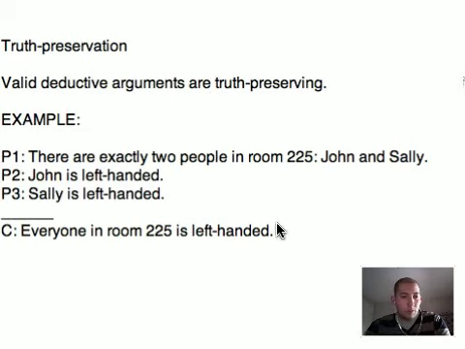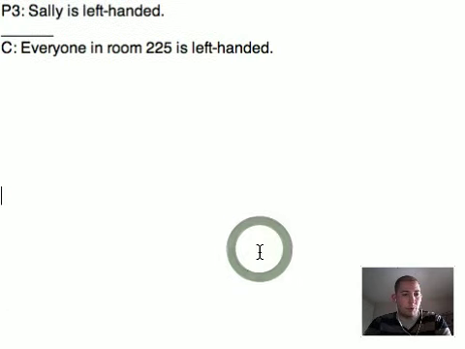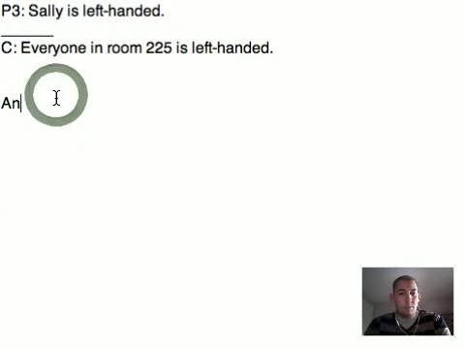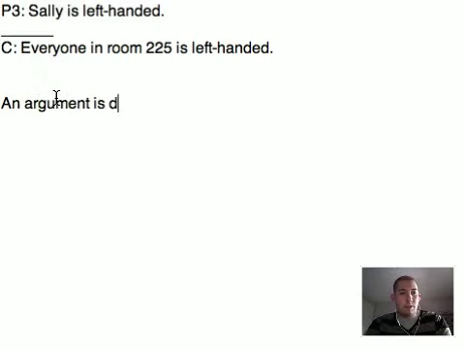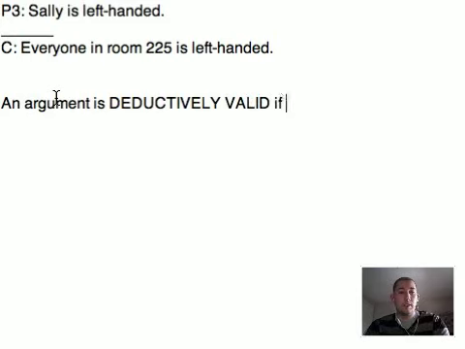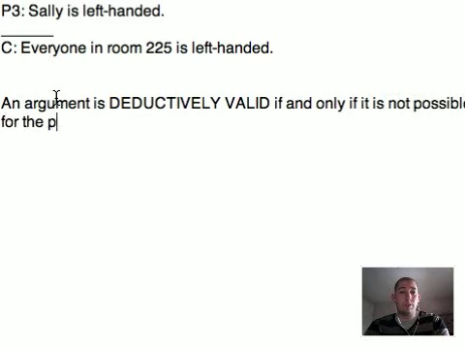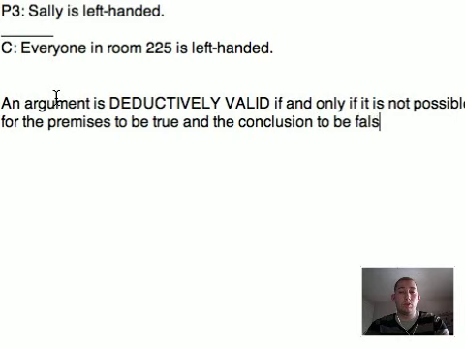Let us make this definition a little bit more precise. I'll put these in caps. Whenever I have anything in capital letters, it's a concept that you should make sure you're familiar with, because it's the kind of thing that's going to pop up in problem sets and in quizzes. So an argument is deductively valid if and only if it is not possible for the premises to be true and the conclusion to be false.